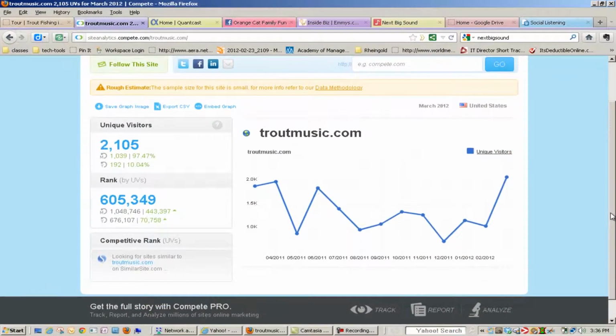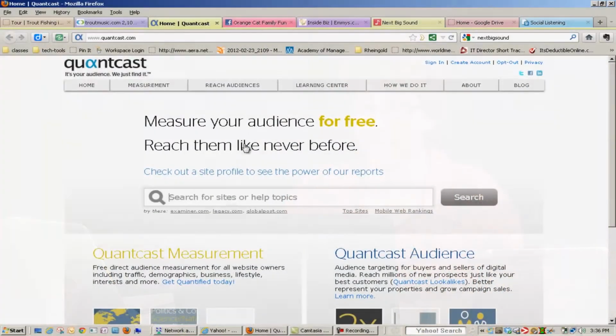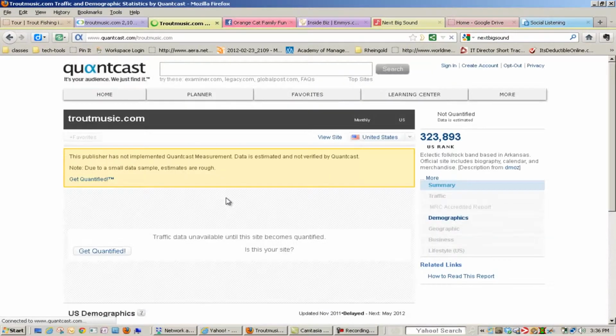So I can actually see month to month to month, a graphic that tells me that they have on average 2,000 people coming to their website, and that it's gone up and down for quite a bit of time. Well, that tells me one thing. That's usually US numbers, and I can get a second one that's Quantcast.com. Type in the exact same thing, troutmusic.com. I have no memory. I, of course, have to look at that over and over again. And that will pull up a second set of numbers.